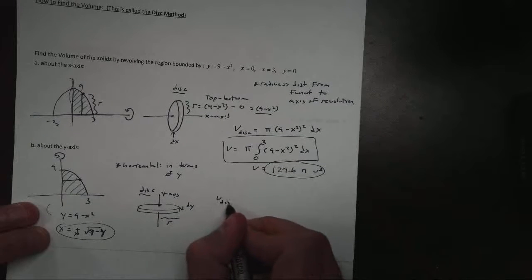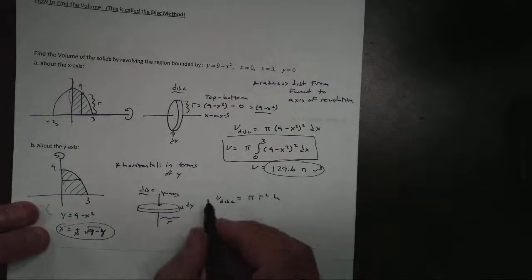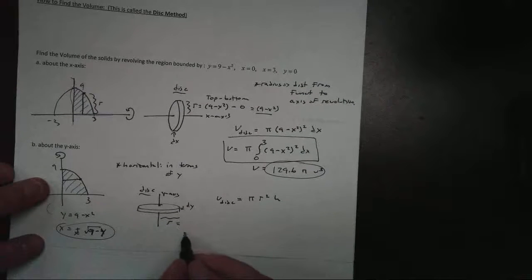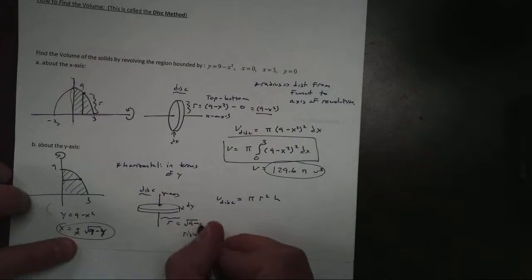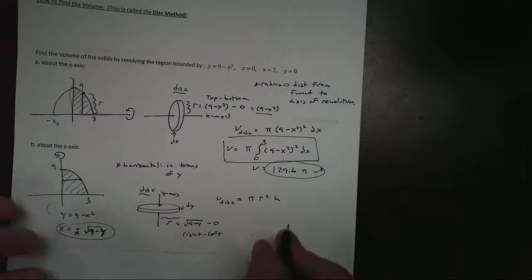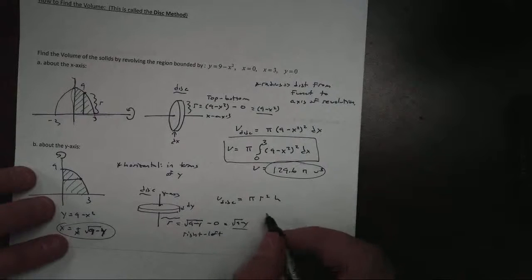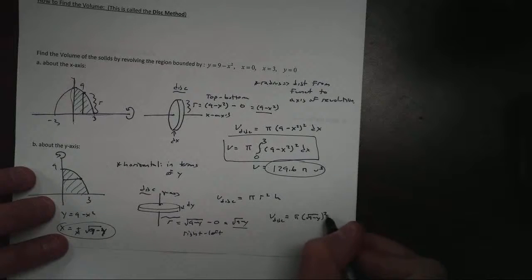So the volume of my one disk, very easy, is pi times my radius squared times h. But I've got to find my radius. Because it is horizontal, it's going to be the right minus the left. On the right is my parabola, which we solved for, the square root of 9 minus y, and the left is 0. So it's just the square root of 9 minus y. So therefore, the volume of my one disk then, I can replace, pi times my radius, the square root of 9 minus y, squared dy.